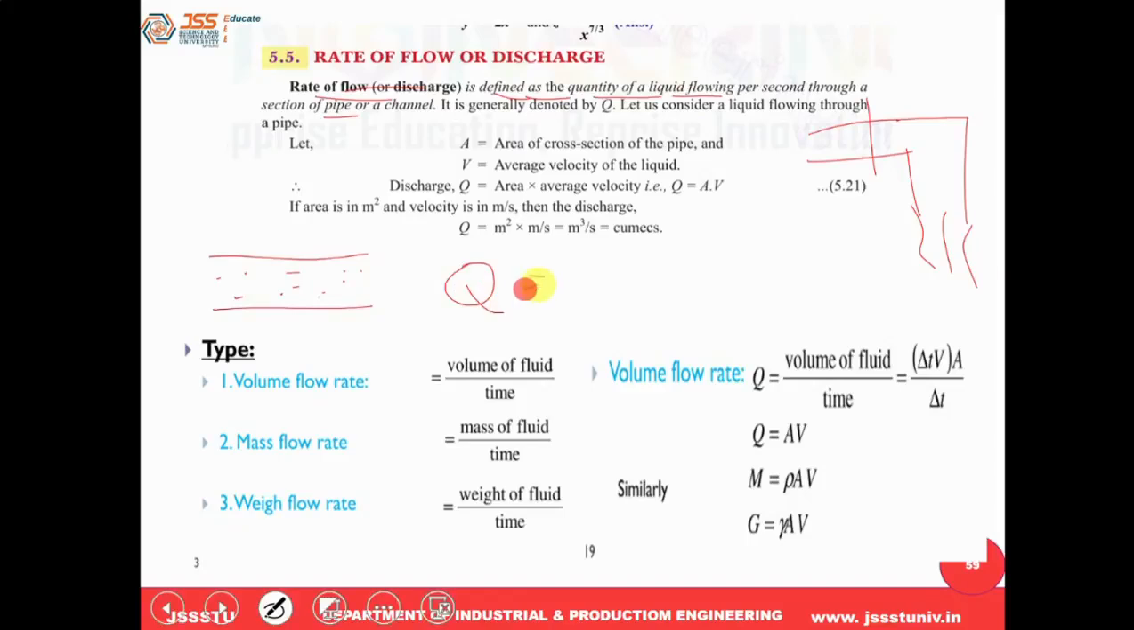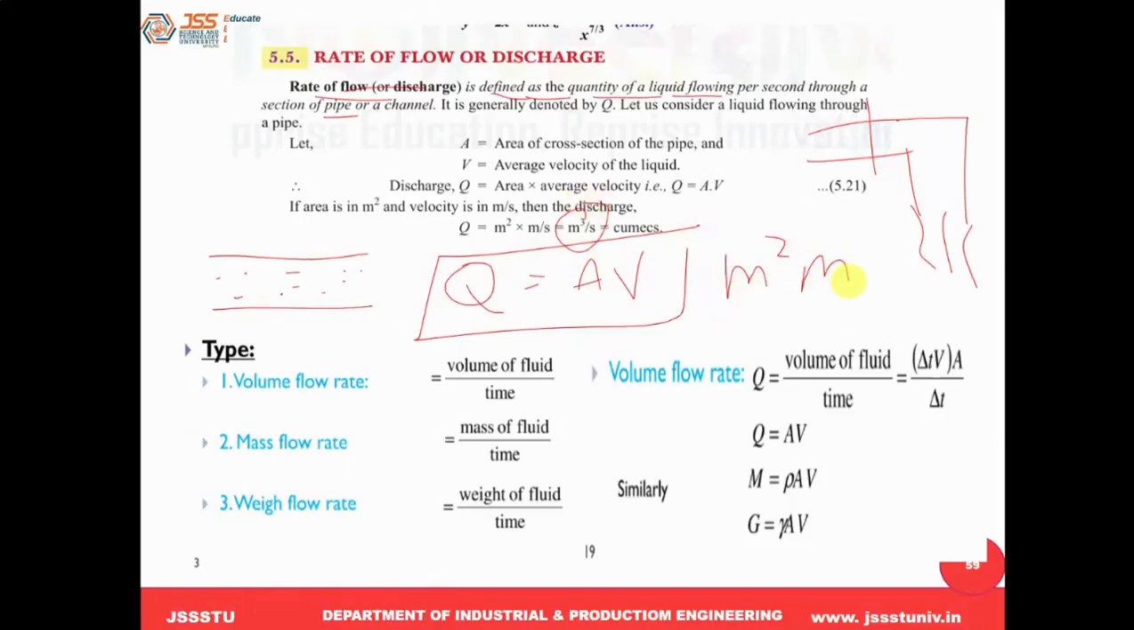It is calculated by area multiplied by velocity. That quantity will give the rate of flow, Q. Its unit becomes, suppose area is in meters squared and velocity in meters per second, therefore it becomes meter cube per second. This meter cube per second is also called cumecs. Cumecs means cubic meter per second.